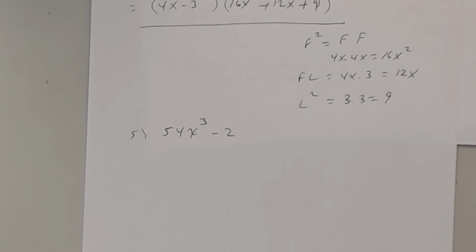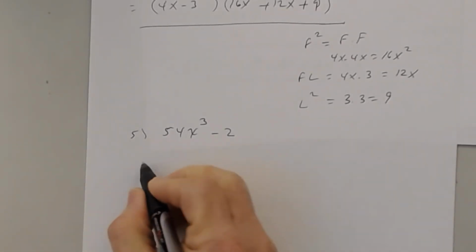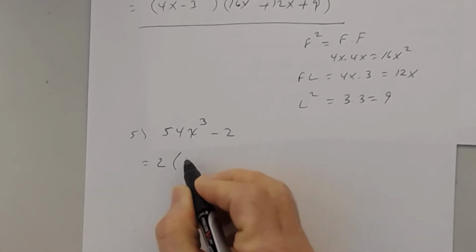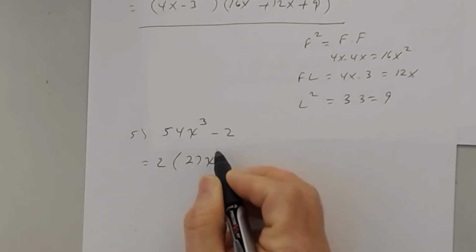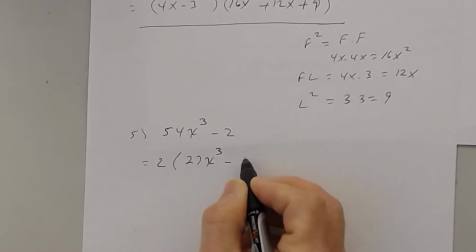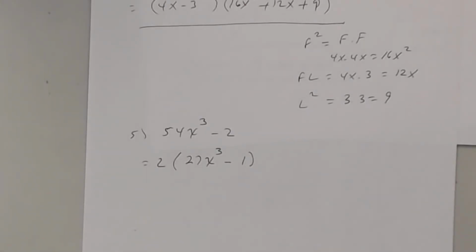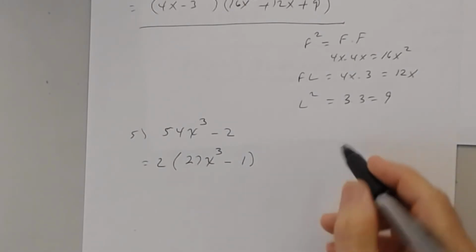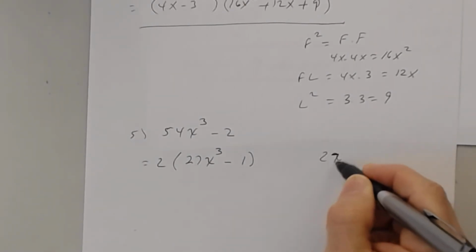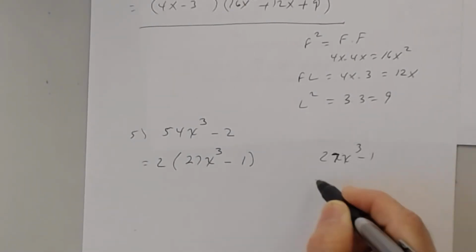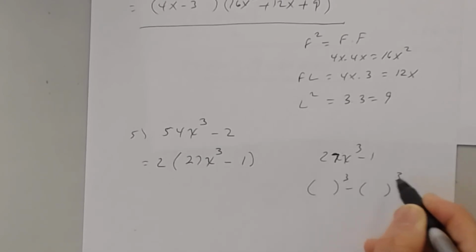GCF is 2. Very good. 2 times what? 27x cubed minus 1. All right, am I done? Is that the answer? Why not? Because that binomial, 27x cubed minus 1, is the difference of 2 cubes.